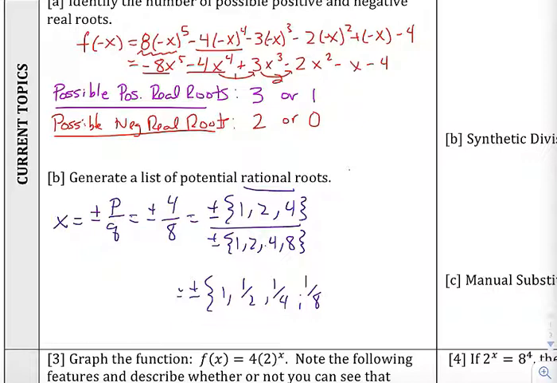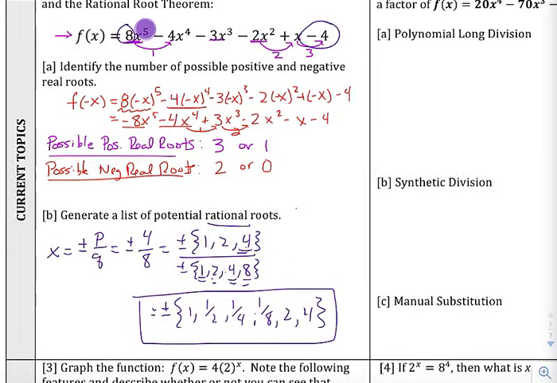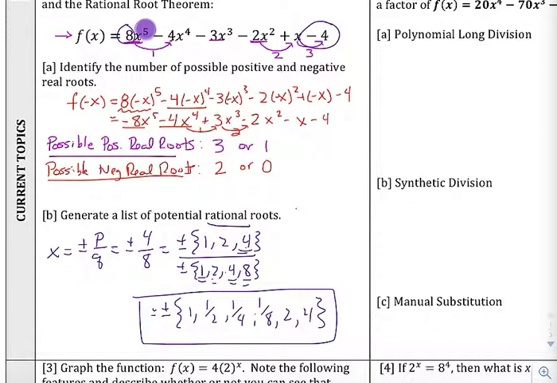And we'll do the same thing with 2. 2 over 1 is 2. 2 over 2 is 1, which we covered. 2 over 4 is a half, which we covered. 2 over 8 is a fourth, which we covered. And the last row is with the 4. I'll take this 4 over this 1 to get 4. 4 over this 2 gives me a 2, which I already have. 4 over this 4 will give me a 1, which I already have. And then 4 over 8 is a half, which I have. And so according to the rational root theorem, these are all potential rational roots, which also tend to be real roots, that we could have for this polynomial.